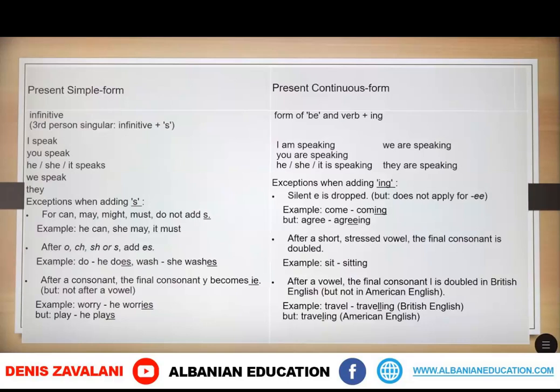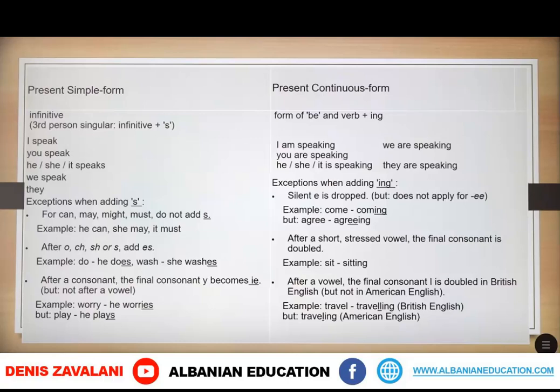The exceptions in present continuous: before we add ing, all the verbs that end with e, we drop the e. Only if the verb ends with double e, then we don't drop the e, we just add ing. For example, come, coming, take, taking, write, writing. If the verb ends with double e, then we just add ing, like agree, agreeing.